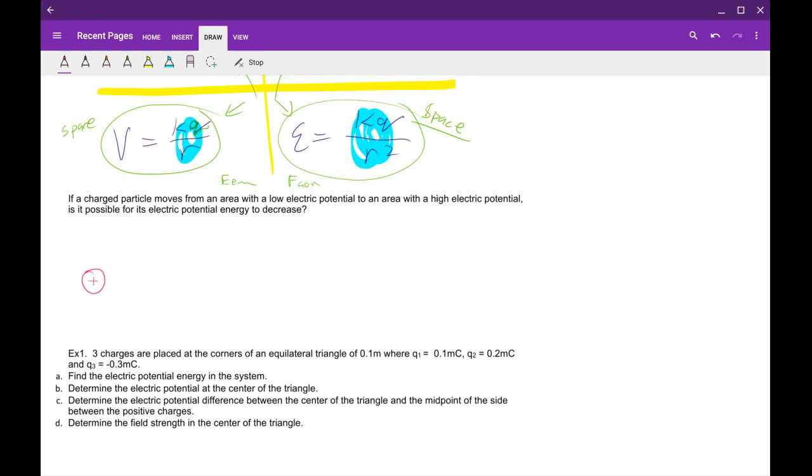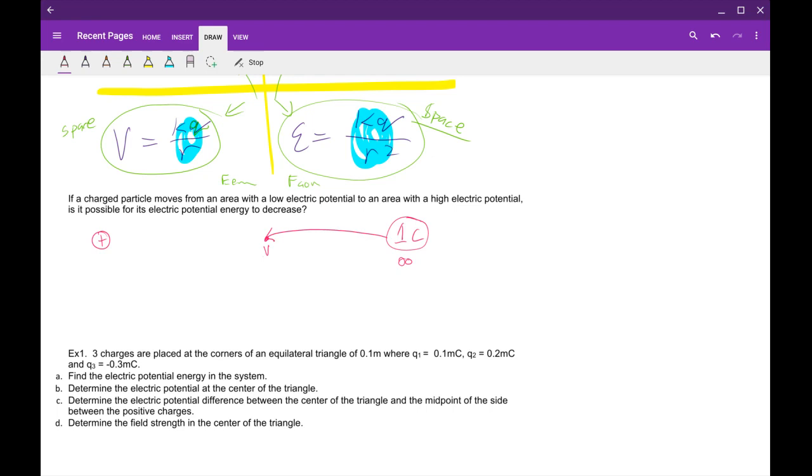Now, let's get our 1 coulomb. We're going to get our 1 coulomb, and we're going to start from infinitely far away, and I'm going to move to here. And this is now an electric potential.